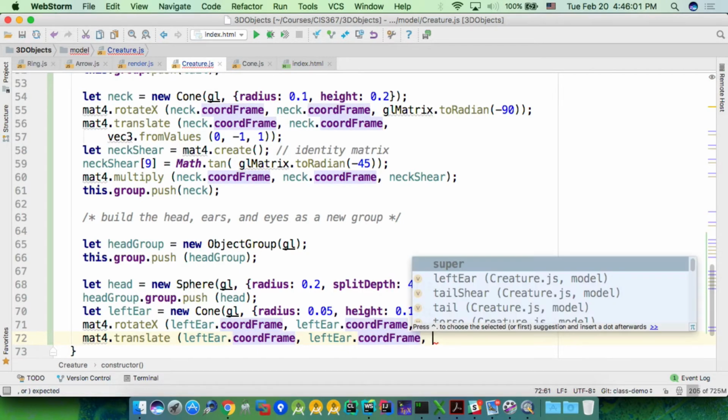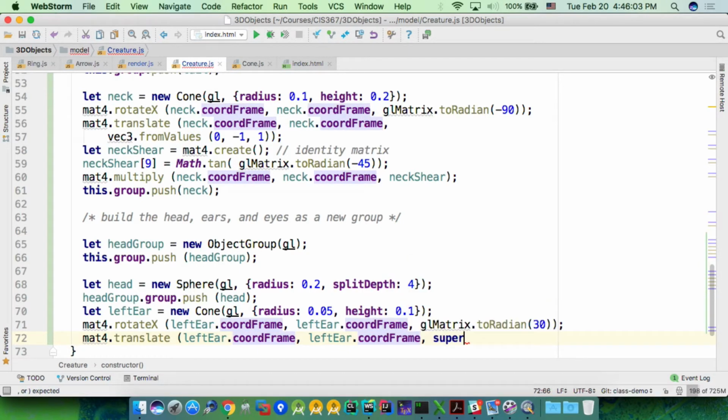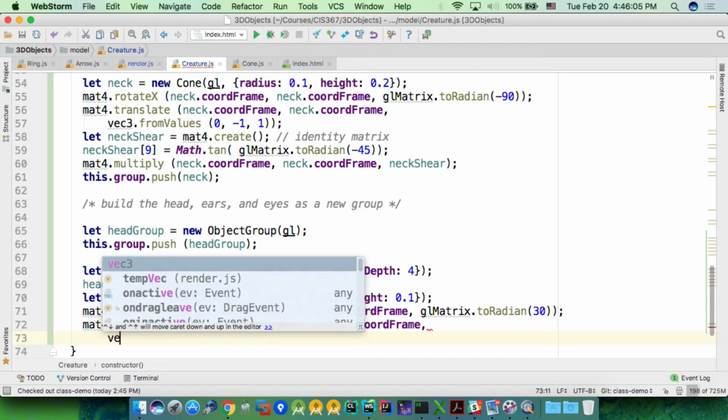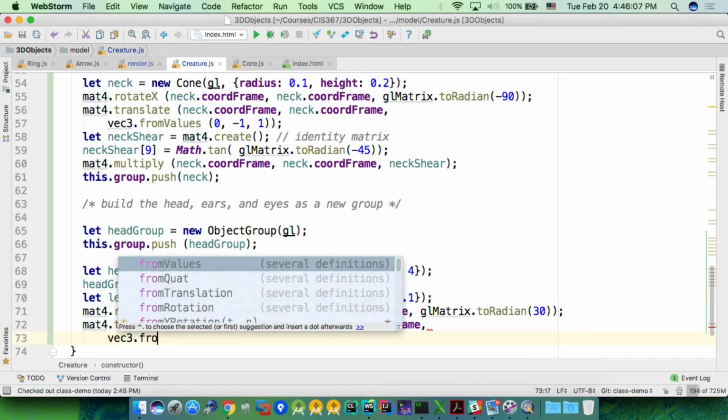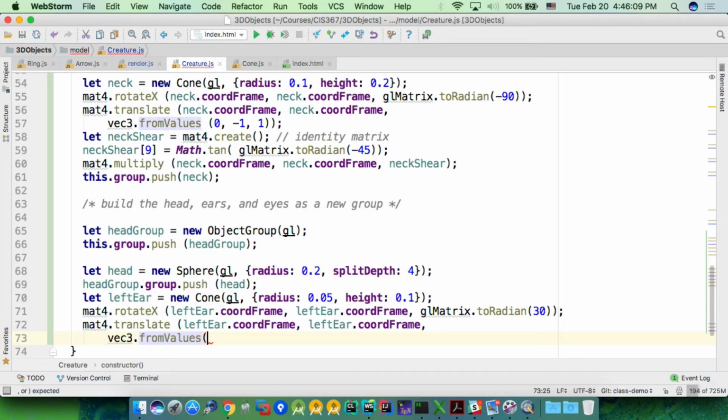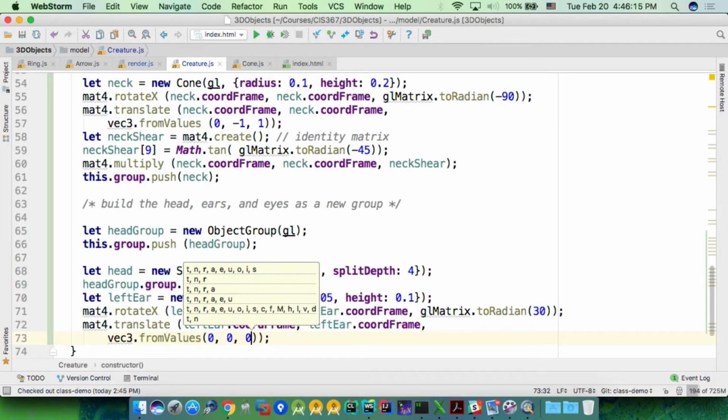Keep auto-completing the color buffer. And then the amount will be vec3 from values 0, 0 along the Z. I'm going to translate by 0.19. Why? Because the cone base is flat, and I don't want to see some gap. So let's do that trick.